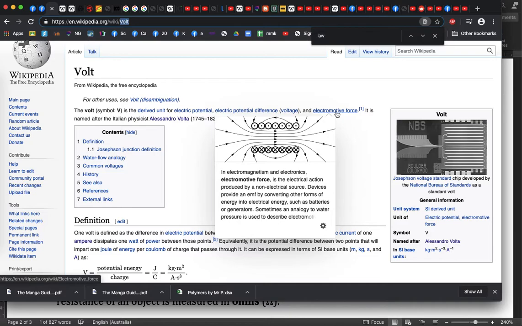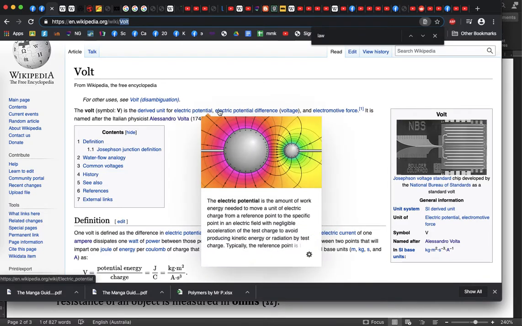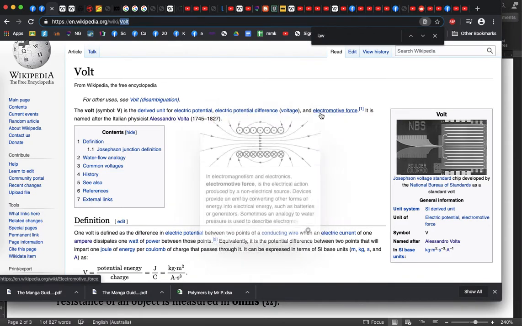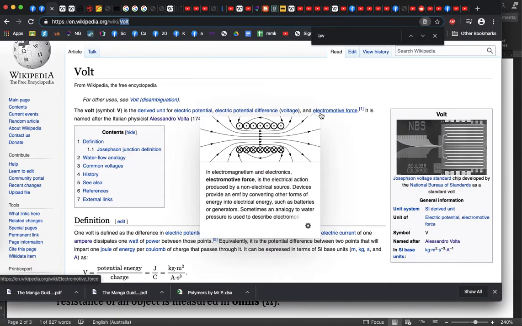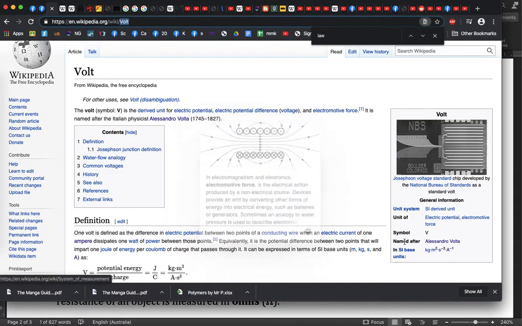So when we talk about that E, all these things, even though they all have different Wikipedia pages, they're not exactly the same, but effectively, for our purposes, we're going to say they're all the same thing. They're all measured in volts. Batteries have voltage or potential difference or electromotive force, right?